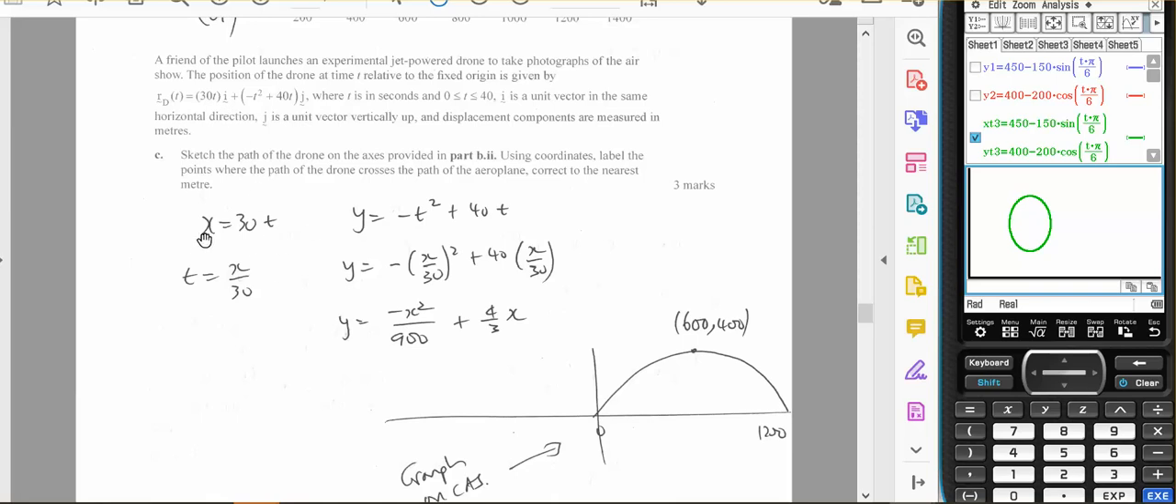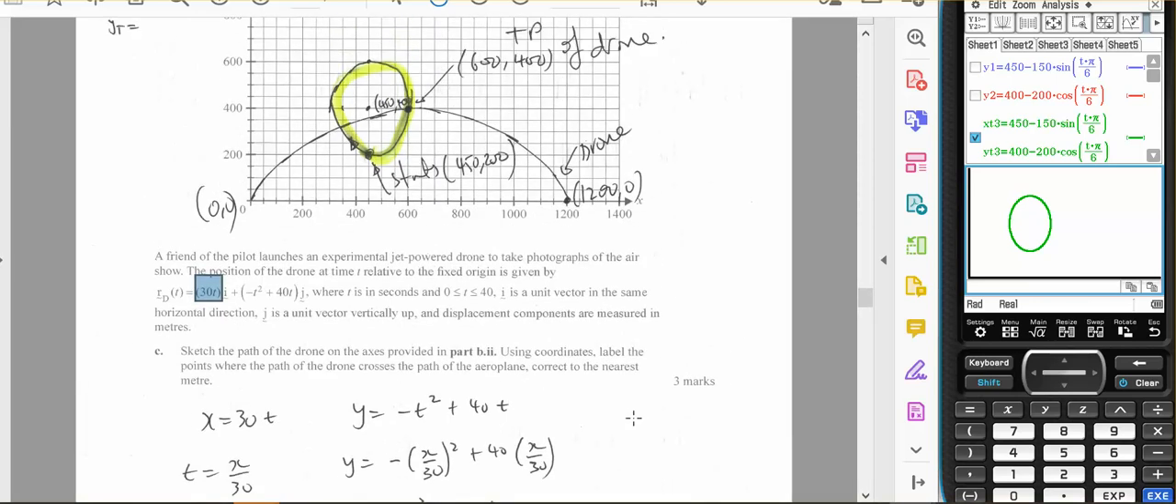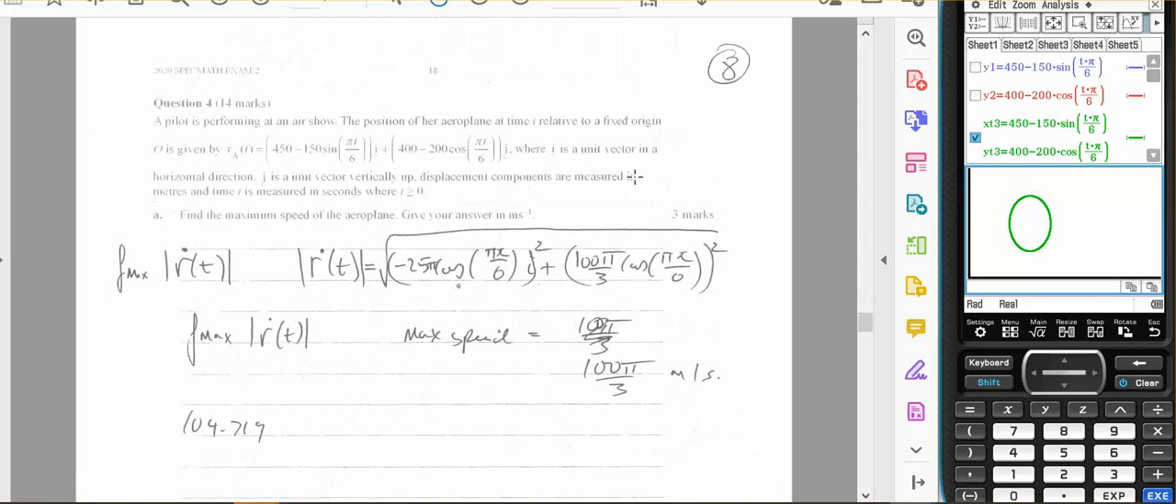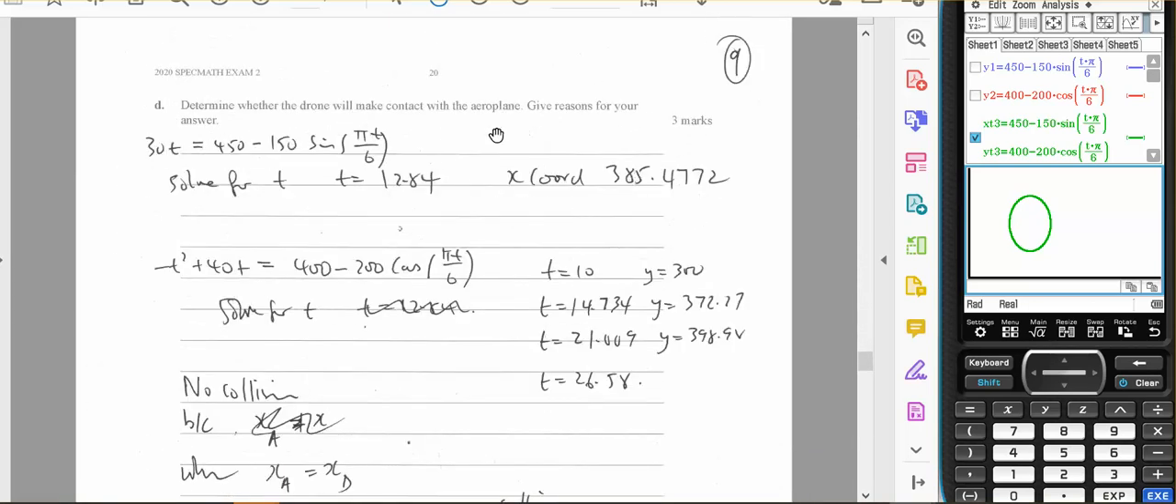I've turned that into the x equals 30t, solve for t, substitute into the second one the value of x on your calculator, make sure you're able to draw it, and then you end up with this rule, and then you can add that to this particular diagram. Indeed, determine whether it will make contact with the aeroplane.